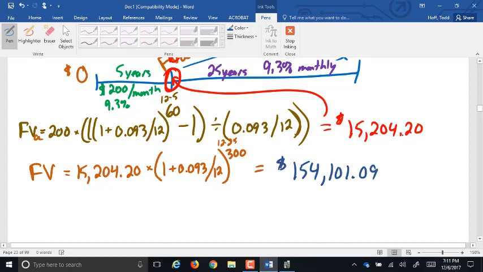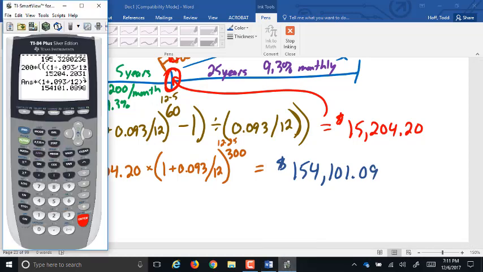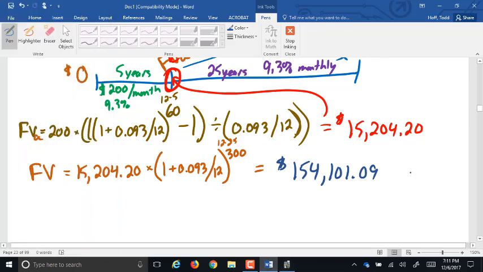You might have come up with a couple of cents more if you just entered it, because I did the 60.203 instead of rounding it off to 20. So you may have come up with a couple of cents less when you did it. $154,101 basically. You look confused back there. You got her? Okay.